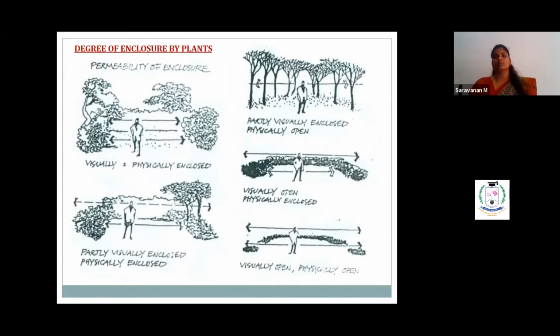Next is the degree of enclosure by plants, and how it has been derived. This one is visually and physically enclosed, when you can see nothing, both sides are covered. This is partially visually enclosed, where you can see what is happening on the other side. And this one is partially visually enclosed, which is also open. You can see totally what is happening. This is visually open but physically enclosed. And this one is physically and visually open, like the ground cover we went through first.